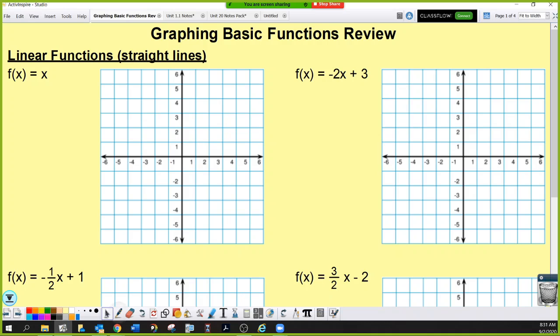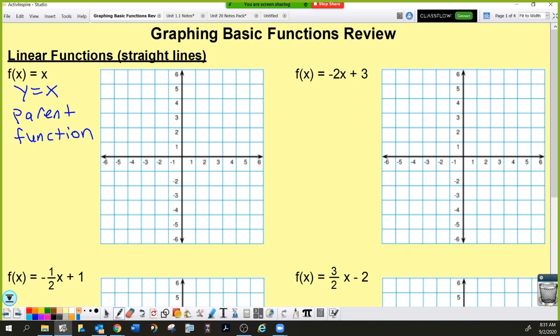So this first one, I'm going to hit you with a little bit of vocabulary early. I'm not supposed to tell you this yet, but this first one, f of x equals x, which means that's the same thing as saying y equals x. This is a parent function. This is the parent linear function, straight line. This is the straight line that all other straight lines try to be like. Every other straight line can be described as a transformation of y equals x.